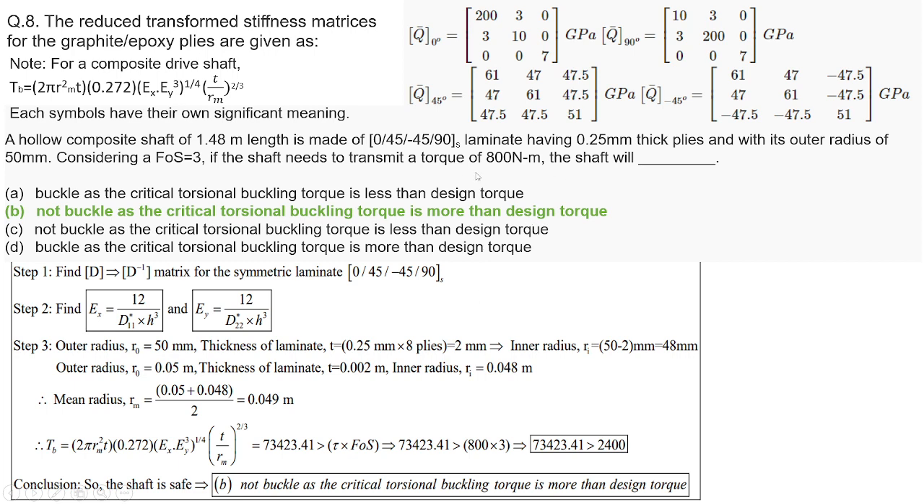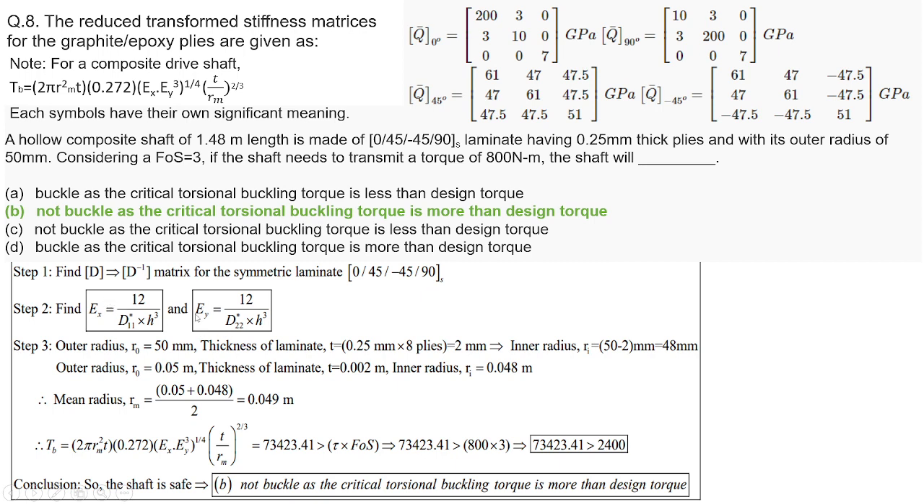So for a shaft, here we have to consider its buckling. As there is a torque given to it, there is a moment, so here we will consider the D matrix. First we have to find the D matrix. As we already know the equation for the D matrix, we need the reduced transformed stiffness matrices and the thickness of each ply, and from that we can find the D matrix. The B matrix will be 0 here as it is symmetric.